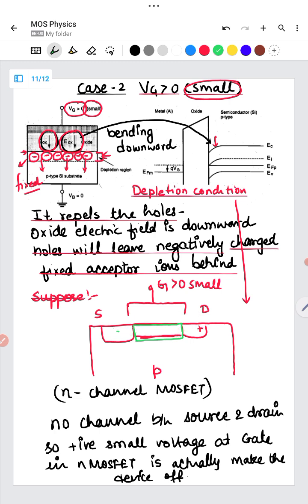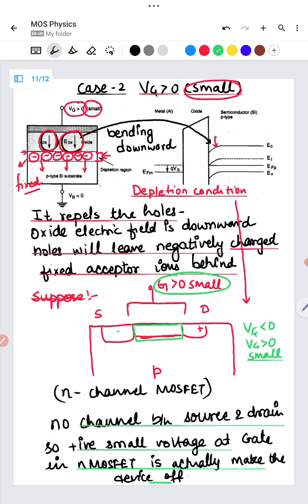So what does it mean? It means under VG greater than 0, when the gate voltage is positive but small, no channel exists between the source and drain, no electrical connections exist between the source and drain. So a small positive voltage at the gate in an N MOSFET actually makes the device off. That means even if you have a VG negative or a VG of 0 but small, in both conditions there are no electrical connections between the source and drain.